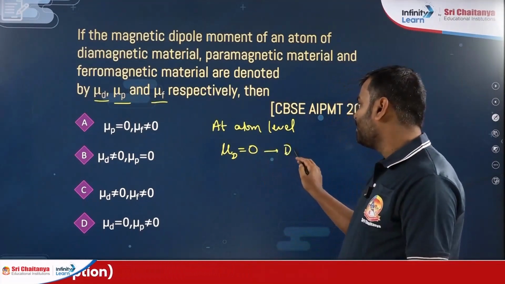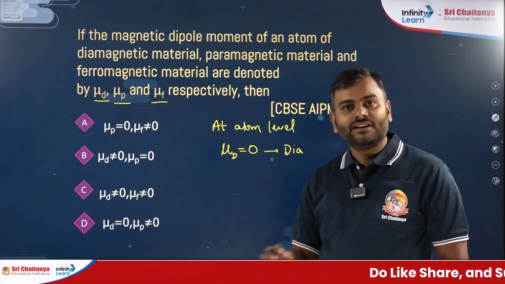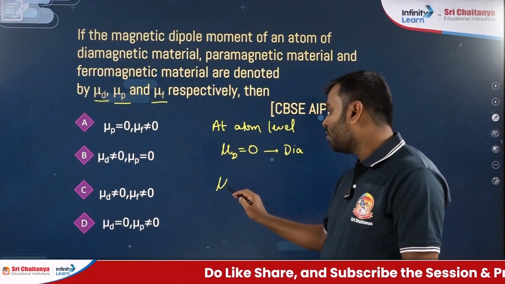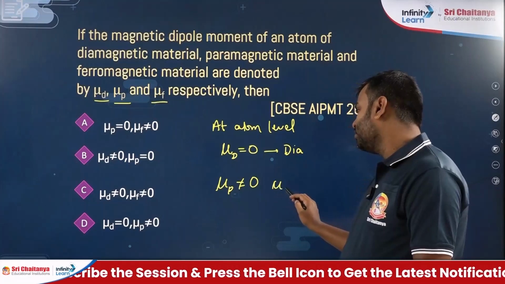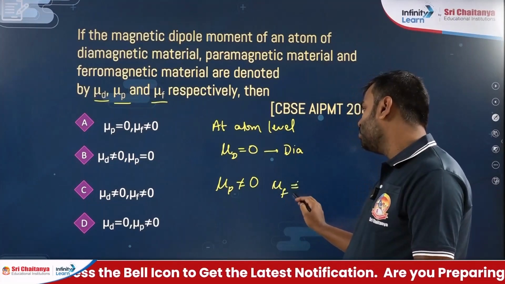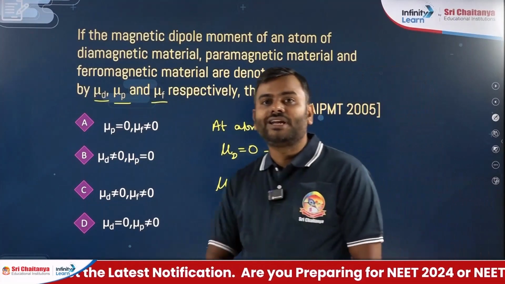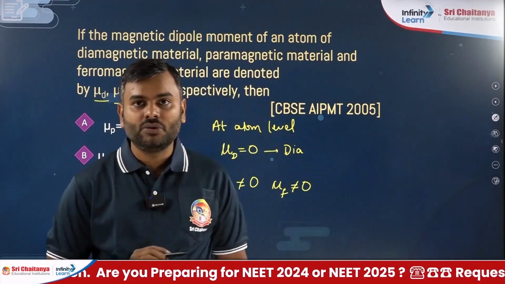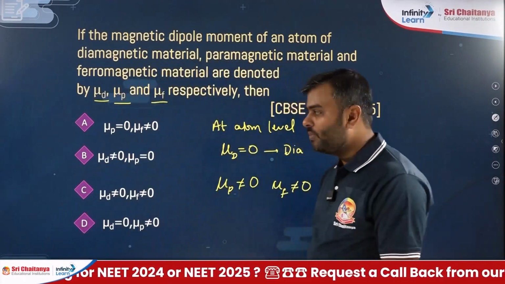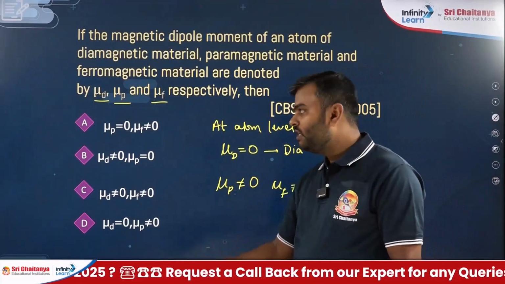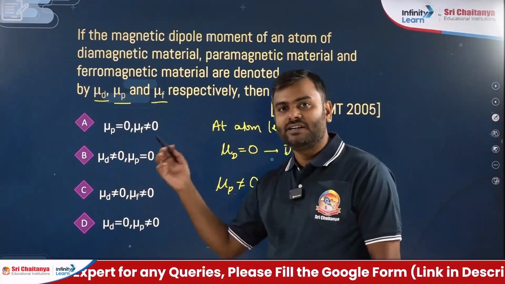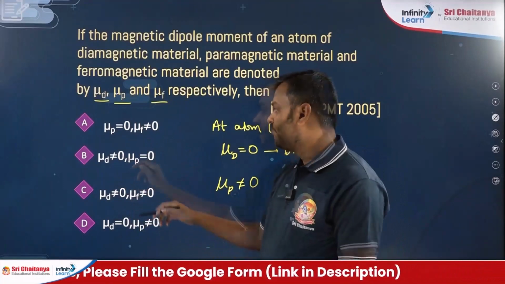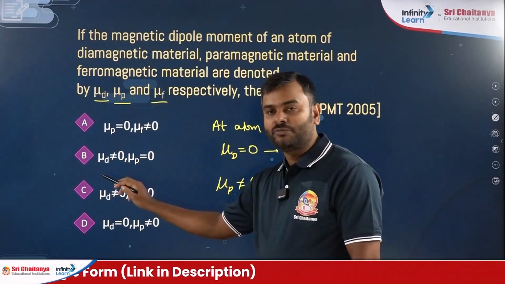Okay, so at atomic level we don't have any dipole moment for the diamagnetic material, whereas if we talk about the paramagnetic material as well as the ferromagnetic material, both have a non-zero dipole moment at atomic level. So this is a small concept you have to remember. Based on that we can answer this question. You can see the first option is given, mu P is 0. No, paramagnetic cannot have an atomic level dipole moment of 0. Mu D is non-zero, that is also not possible.